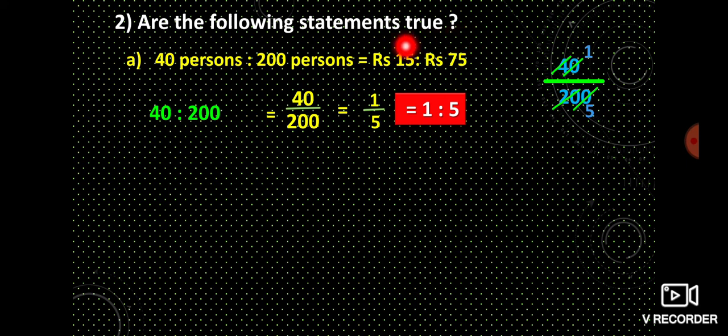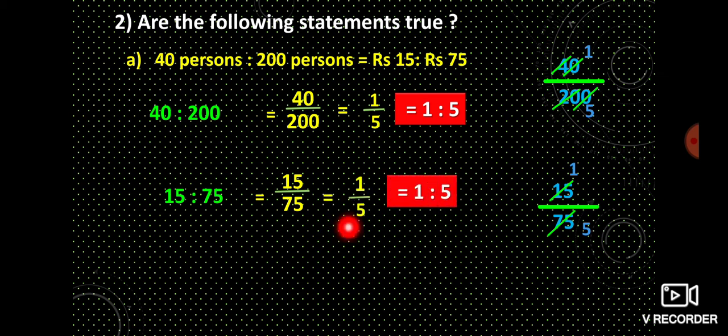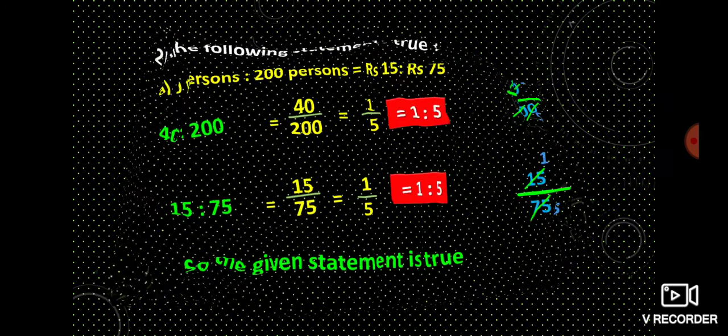Then we find second ratio. 15 is to 75. 15 by 75. In 15, 1 15. In 75, 5 15. That is 1 by 5. So 1 is to 5. Yes, we got these are equal. So we can write, the given statement is true. Next question, B question.